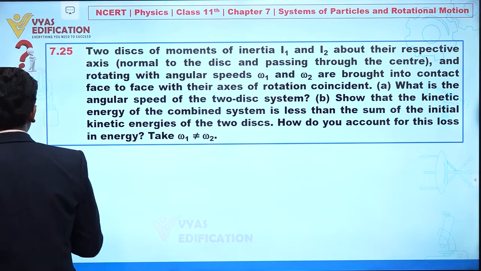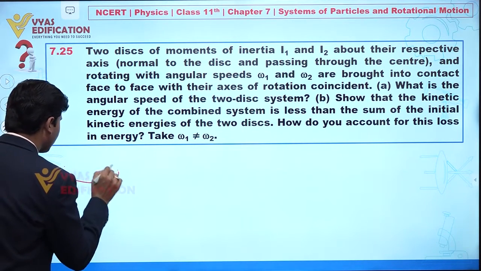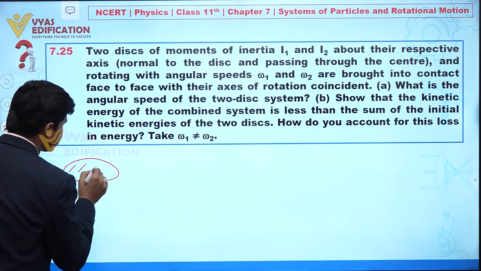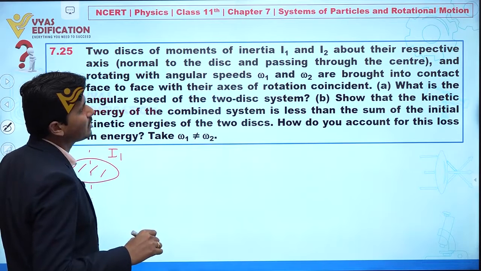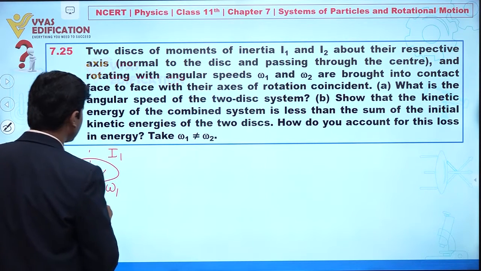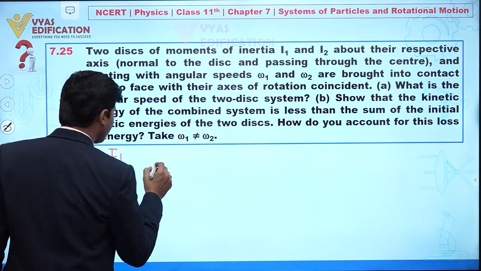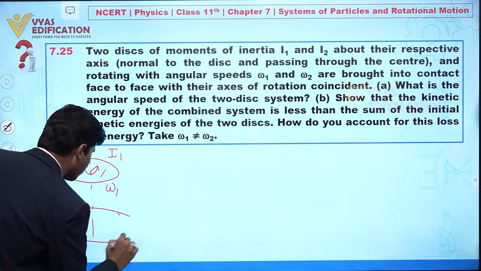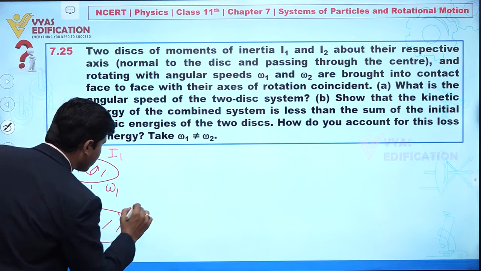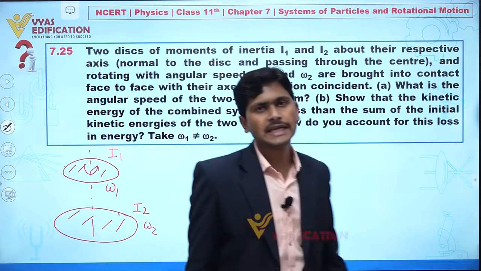Clear? So now you can understand this situation like this. Let's suppose here we have a disc with moment of inertia I1, rotating with angular velocity omega 1. Let's suppose we have one more disc, having moment of inertia I2, rotating with angular speed omega 2.